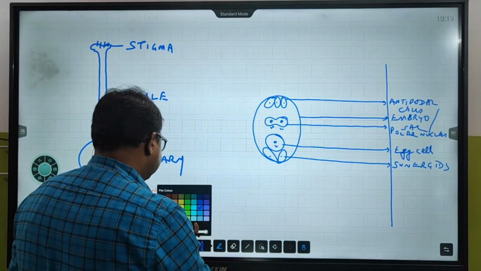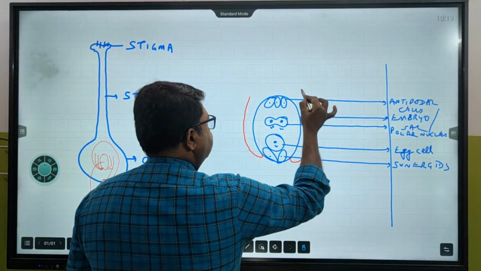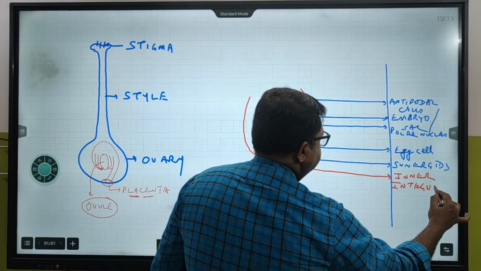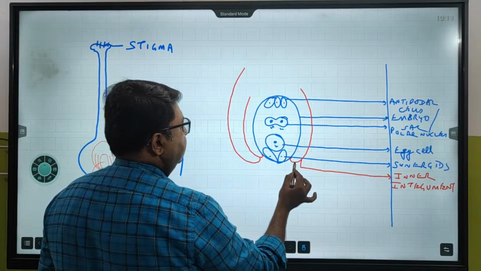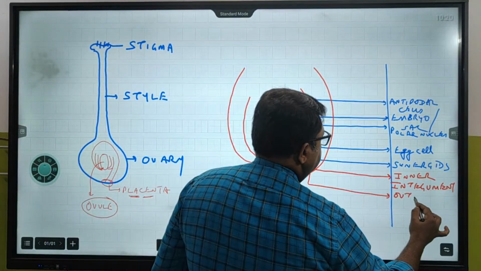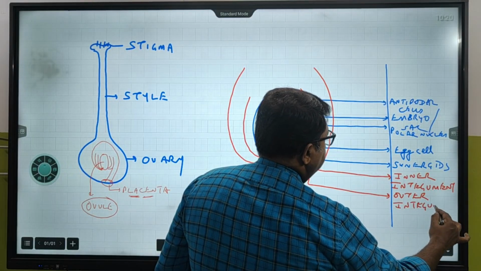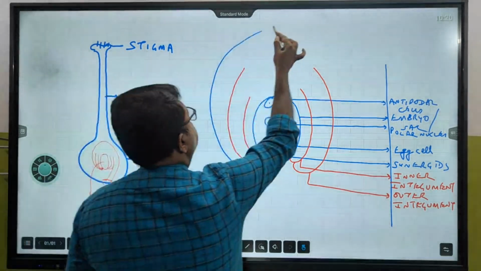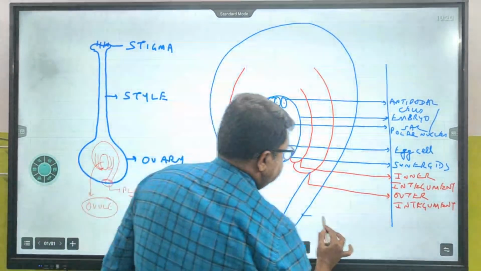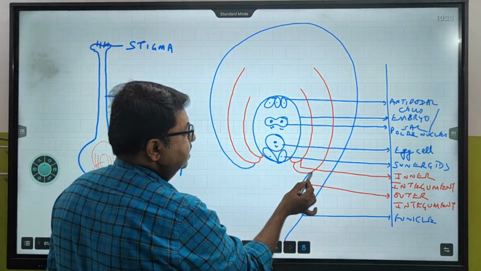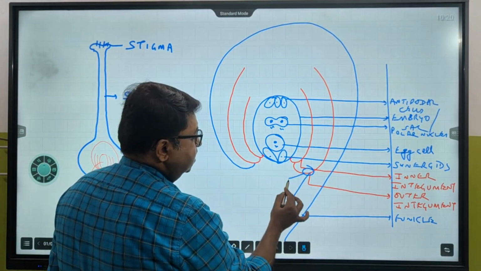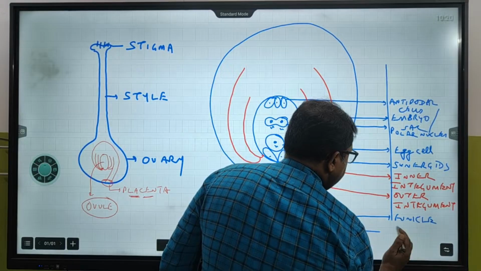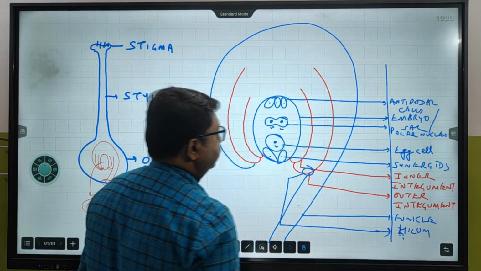Now, outside this particular structure, what you can see is first the inner integument. This is the inner integument. Then, again from here, you can see another structure going up called the outer integument. And then this structure coming like this is called the funicle, the stalk, and the place where the funicle joins with this outer integument, there is a scar in the seed. We call it hilum. This is hilum. Okay.